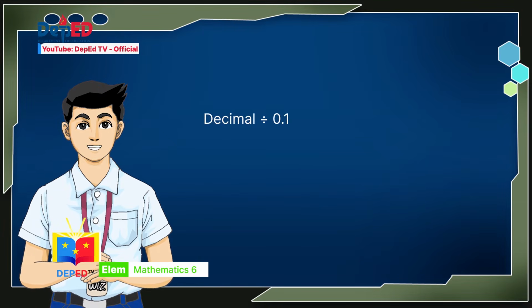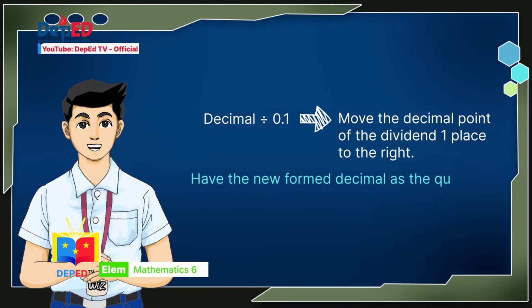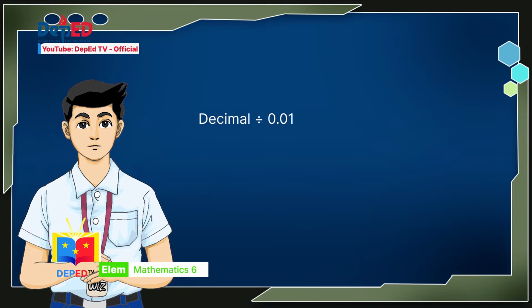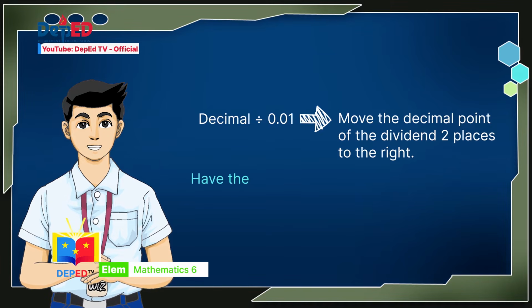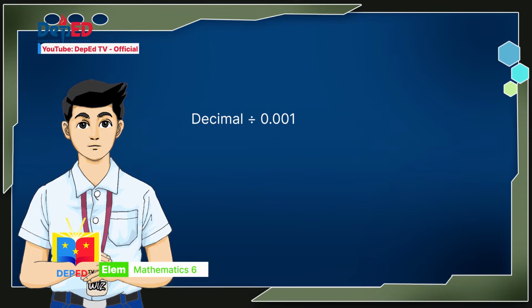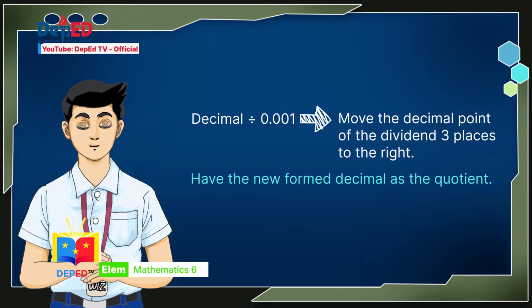I noticed that when a decimal is divided by 1/10, we are just going to move the decimal point of the dividend one place to the right and have the new formed decimal as the quotient. When a decimal is divided by 100, we are just going to move the decimal point of the dividend 2 places to the right and have the new formed decimal as the quotient. Lastly, when a decimal is divided by 1,000th, we are just going to move the decimal point of the dividend 3 places to the right and have the new formed decimal as our quotient.